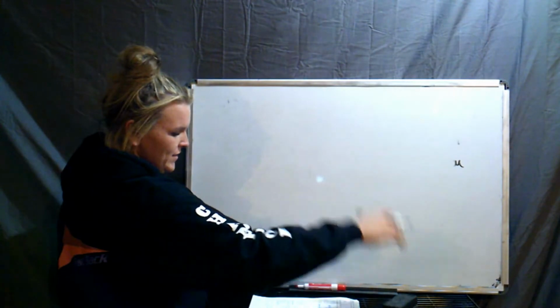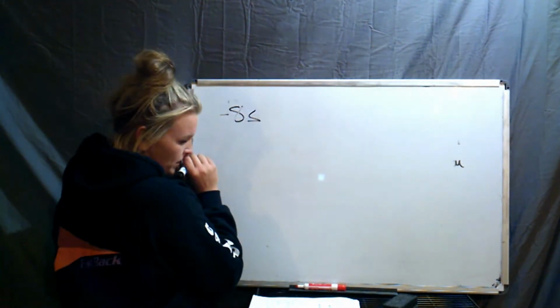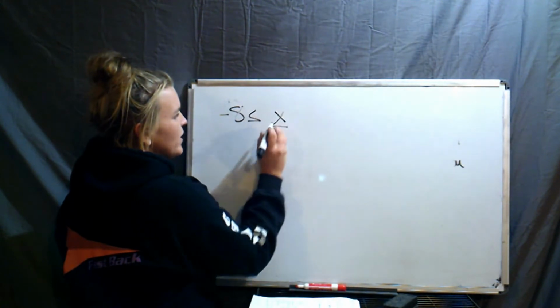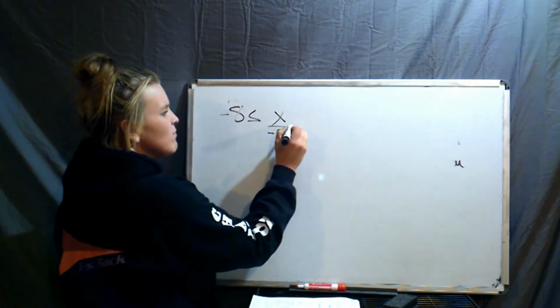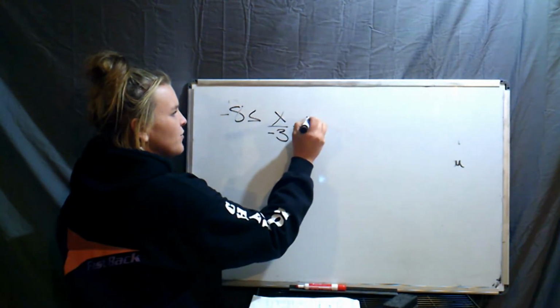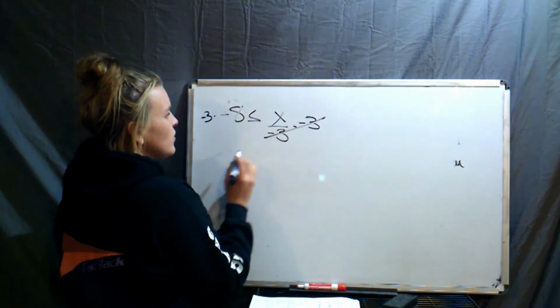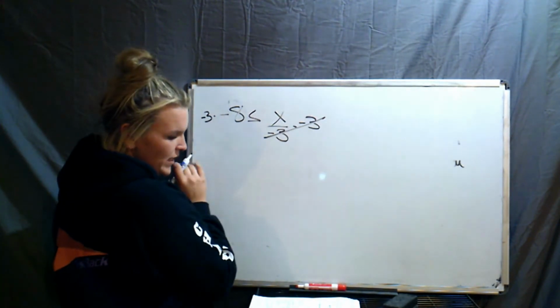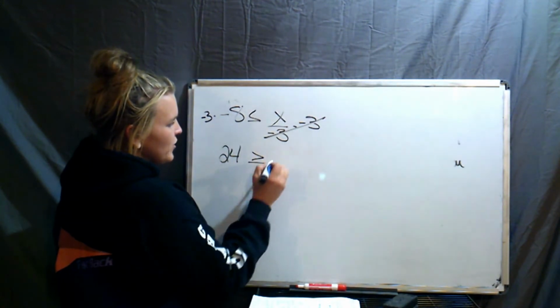Look at number 8. Negative 8 is less than or equal to x divided by negative 3. Okay, so on this one I have a negative 3 in the bottom. I'm going to multiply both sides by negative 3. These will cancel out. So I'll have negative 3 times negative 8, 24. Switch my sign, is greater than or equal to x.